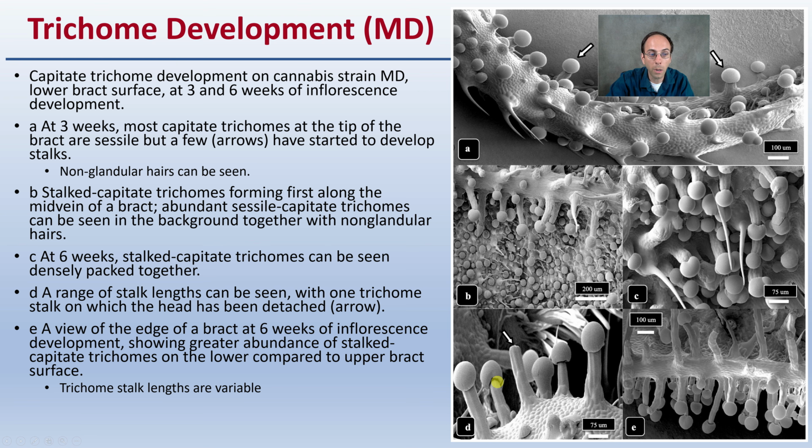D here, the range of stalk lengths can be seen, so they're not all the same length, with one trichome stalk in which the head has been detached, which is where we see the arrow here. So it should have the little cap on top. That one does not. And lastly, in E, the view of the edge of the bract at 6 weeks of inflorescence development, showing greater abundance of the stalked-capitate trichomes on the lower compared to the upper bract surface. Trichome stalk lengths are also variable here, and we see more down here on the lower surface than in the upper portion.